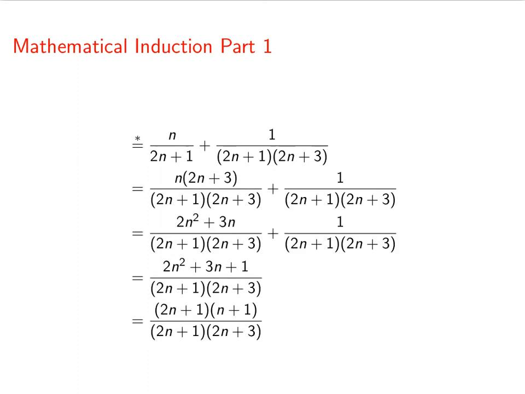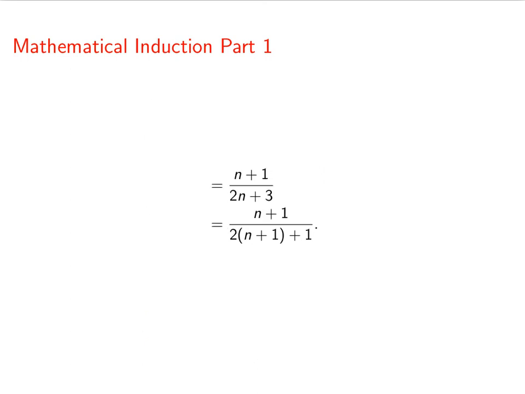In fact, let me just show you all the steps at once. You can work out for yourself how all of this goes. Essentially, it's a common denominator and factoring and piecing things together. Notice at this last stage, we're going to cancel out a 2n plus 1. Let's go on to the next step.